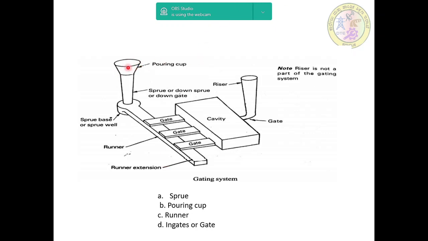This one is the pouring cup, also called the pouring basin. The enlarged portion, usually funnel shaped, at the top of the sprue, into which the molten metal is poured, is called a pouring cup. In some cases, a pouring basin is used instead of a cup. The pouring basin has a larger opening as shown in the sketch. It makes pouring easier.